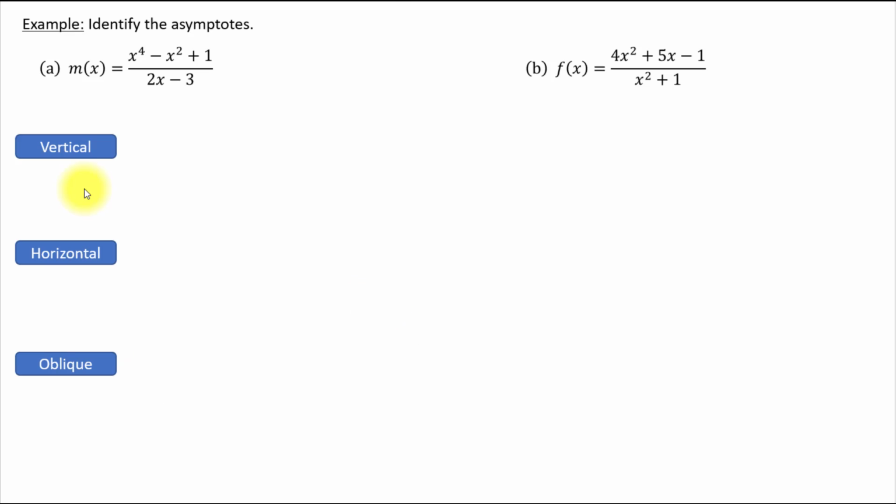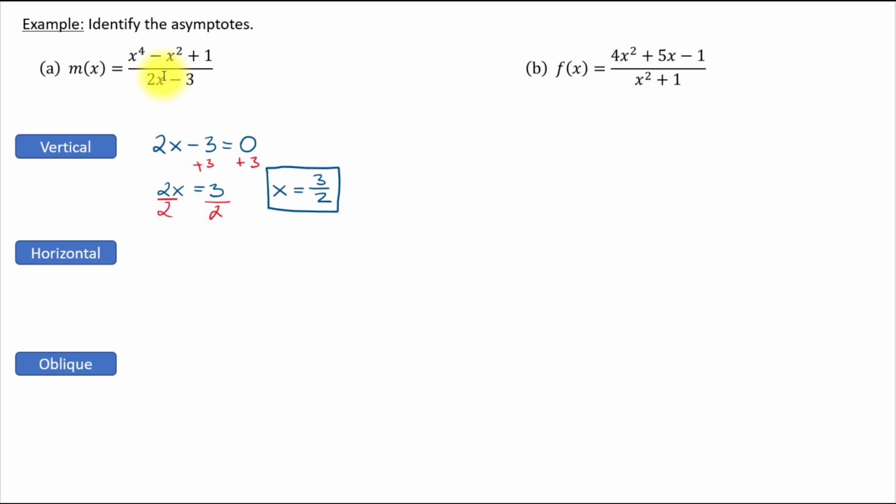Okay, let's start. So to identify vertical asymptote, we have to check what values of x make the denominator equal 0. For that, we take the denominator, set it equal to 0, and solve the resulting equation. In this case, it's x equals 3 over 2. And that will be the equation of the vertical asymptote. It's a vertical line that crosses the x-axis at 3 over 2, same as 1.5.